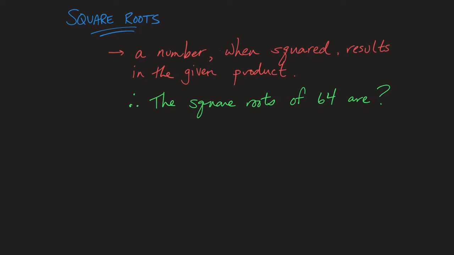Now, I know that in a lot of cases, we don't think of a square root that way, but that is a very technical definition. A number, when squared, results in the given product. Okay, that might not be overly clear for everybody, so let's answer the green question. Therefore, the square roots of 64 are. So I want you to go ahead and jot down your answer to the green.